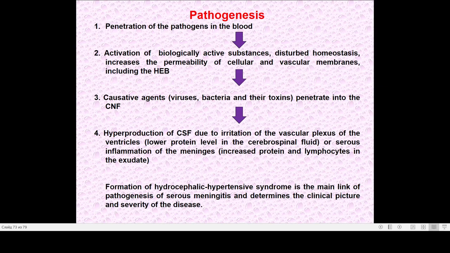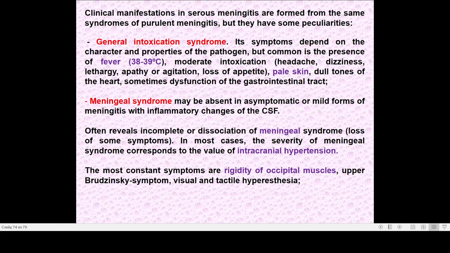Pathogenesis is practically the same as with purulent meningitis, but the type of inflammation will be other. Again, there will be hyperproduction of cerebrospinal fluid due to irritation of the vascular plexus, but here there will be direct irritation with viruses, not with toxins. Clinical manifestation will be the same: general signs and meningeal syndrome.